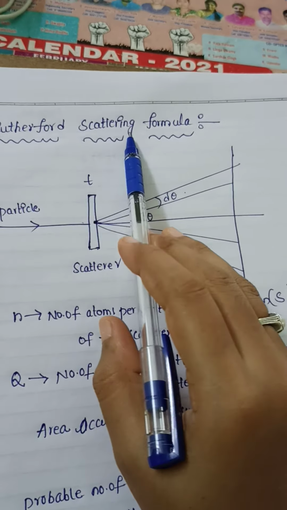Here it is a scatterer of thickness T. Whenever the alpha particles strike the scatterer, most of the alpha particles move like this, at different angles. For example, if the alpha particle is moving in this way, the angle with the 180 degrees line is theta, and the angle from the first line to the second line is d theta, meaning the change in angle.